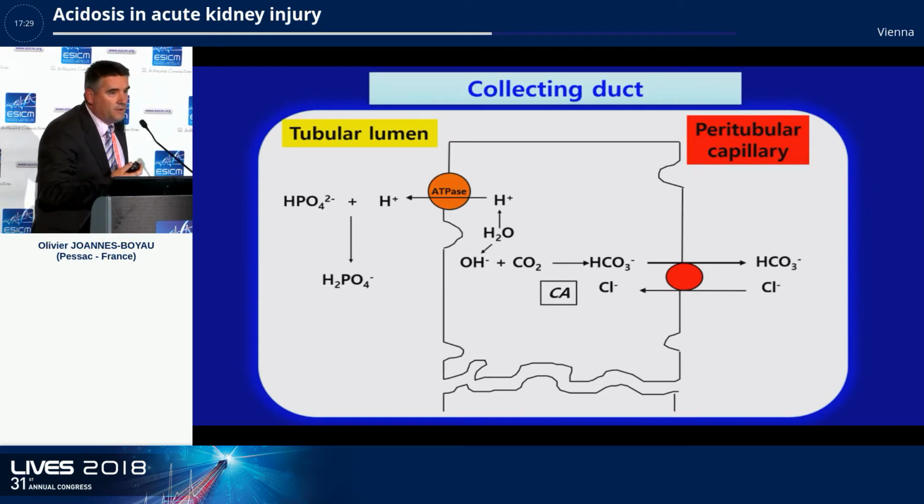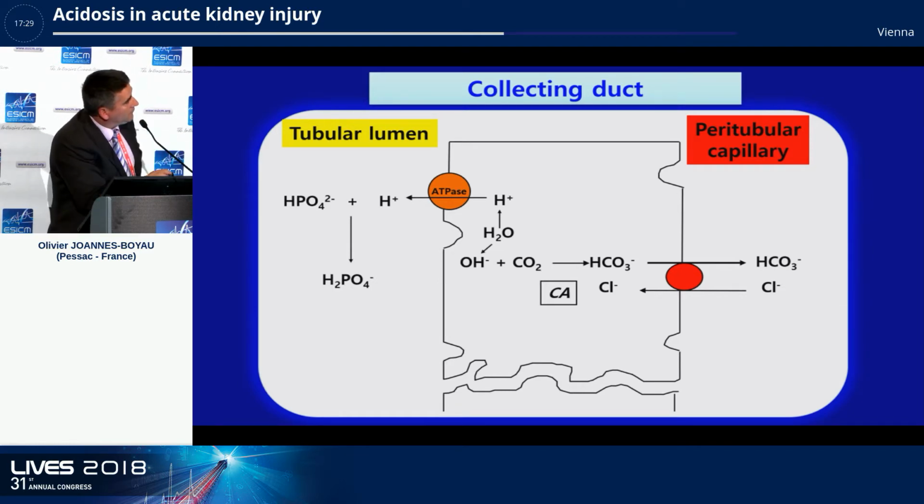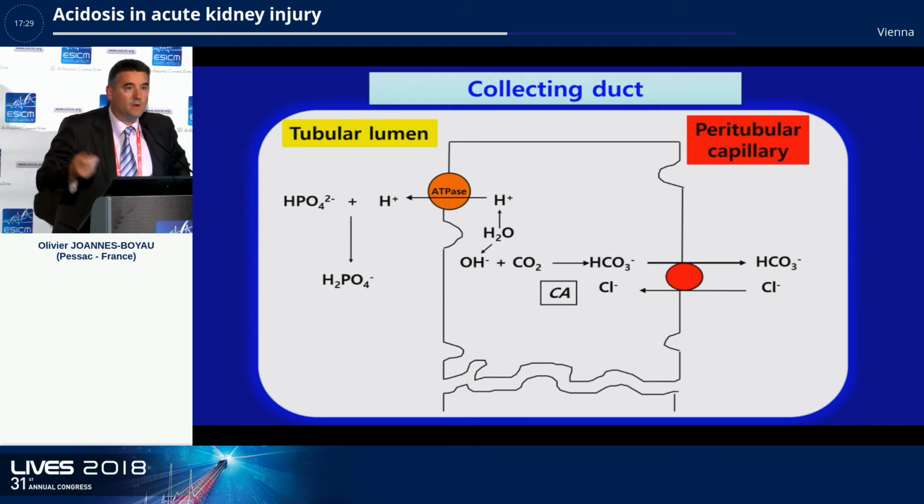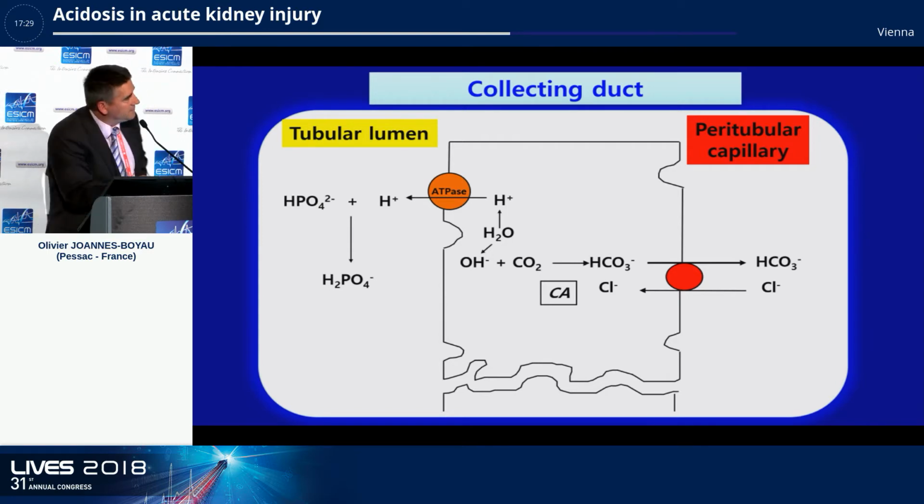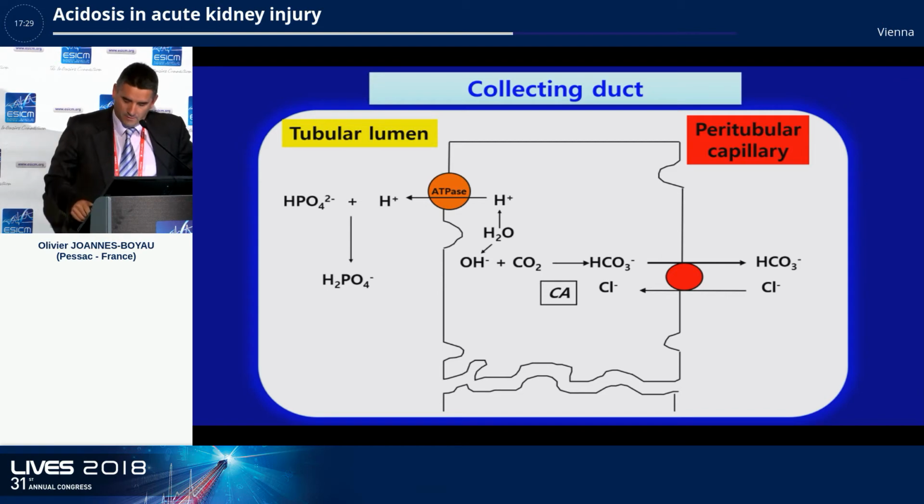In the collecting duct, the same, you have the phosphate, same explanation, and you have also reabsorption of bicarbonate, but you have also excretion of chloride to be able to reabsorb the bicarbonate. And if this pump doesn't work, you have chloride accumulation, and with Stewart, you have metabolic acidosis, or no reabsorption of bicarbonate, and Anderson is happy also.